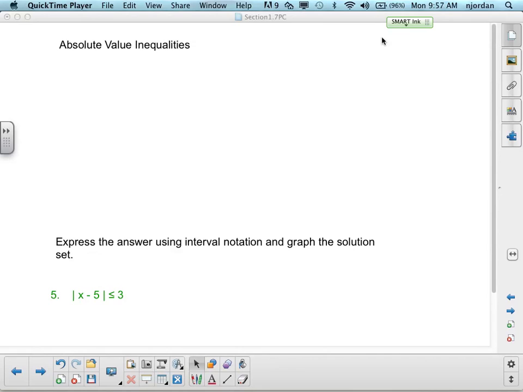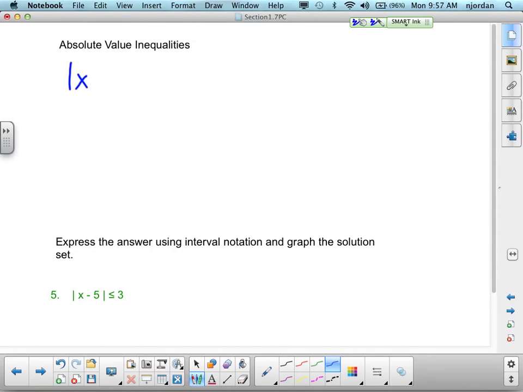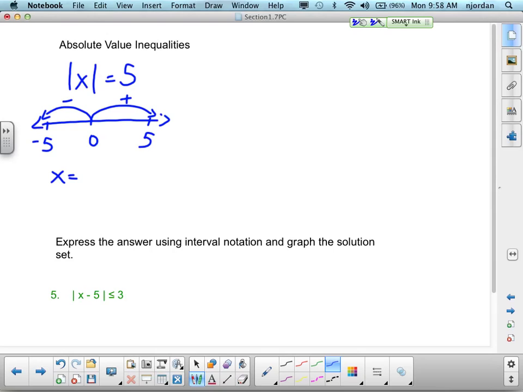Now briefly here, when you are solving an equality with absolute value, for instance, if you had absolute value of x equals 5, what would your solution be? Think about it in terms of the number line. This is saying that the distance from 0 is 5 units away. So we're 5 units away on the right-hand side, the positive side, and we are 5 units away on the left-hand side, the negative side. So your answer here would be x equals positive 5 and negative 5.